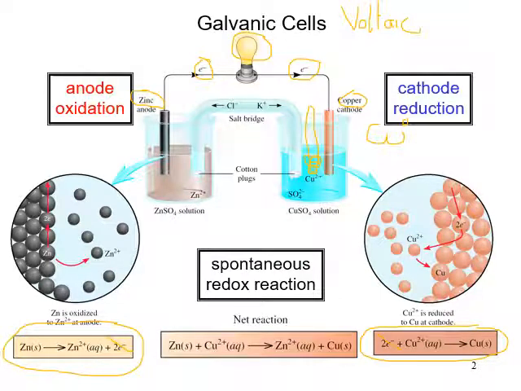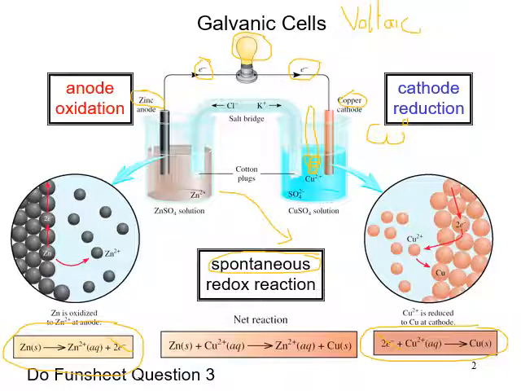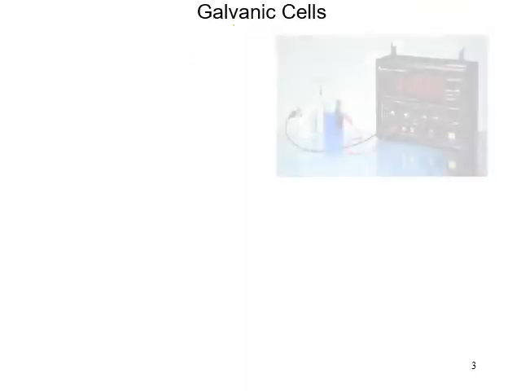So this is the spontaneous reaction that occurs between copper and zinc. It will always occur spontaneously. This is the thermodynamically downhill reaction that would occur between copper and zinc. So let's keep going here on our understanding of voltaic and galvanic cells. This is a drawing that you would do for fun sheet question number 3, except I gave you different half cells to use. So let's go to the next slide, which is going to continue our discussion of voltaic cells.